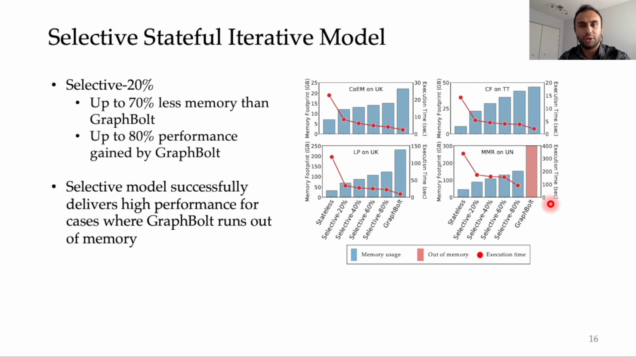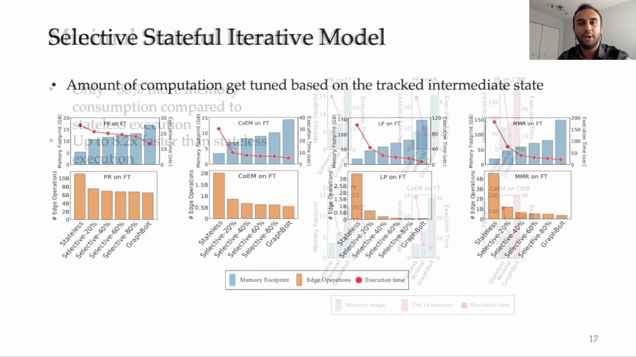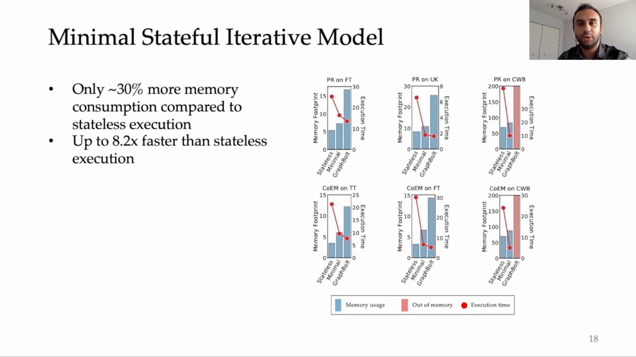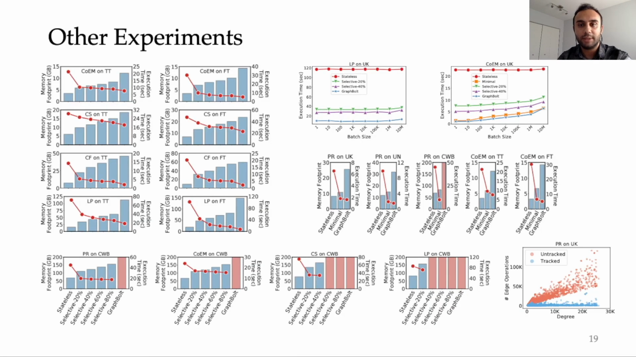I'm showing one such case here with the red bar. Finally, with the minimal stateful iterative model, we track very little state, so it consumes much less memory compared to GraphBolt while delivering nearly the same performance. Compared to the stateless execution, the memory footprint increases by only 30%, but the performance gain is up to 8.2 times. There are detailed experiments with different graph applications and input graphs, and with varying runtime parameters like mutation batch sizes. We highly encourage you to check out the paper for the detailed evaluation.